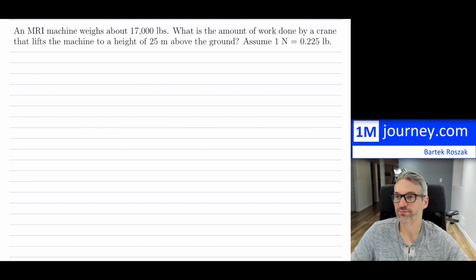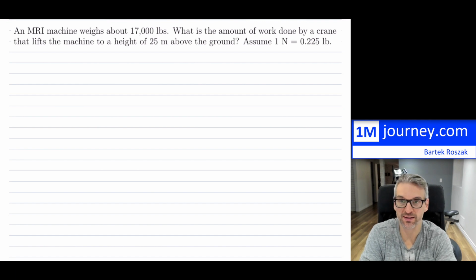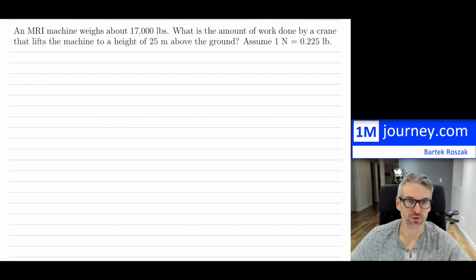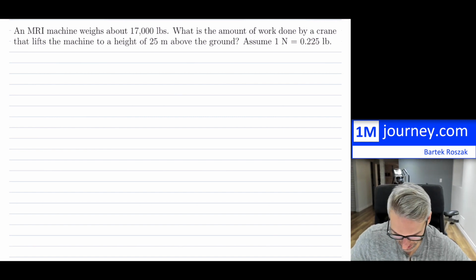All right, so an MRI machine weighs about 17,000 pounds. What is the amount of work done by a crane that lifts the machine to a height of 25 meters above the ground? Assume 1 Newton is equal to 0.225 pounds. All right, so let's take a look here.